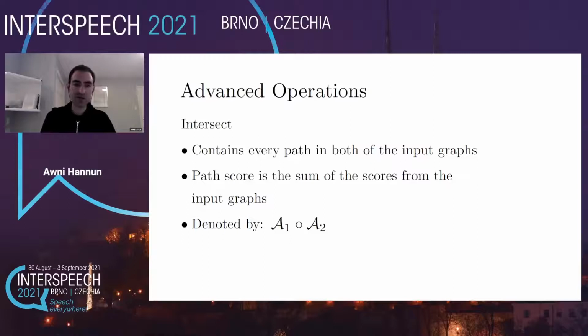So intersect, if you have 2 input graphs, the intersected graph, as the name suggests, would contain only those paths which are contained in both of the inputs. So if the sequence is accepted by the first and by the second, then it will be accepted by the intersection. The score in the intersection is the sum of the scores from each of the input graphs. And we denote the intersection by this open circle. So the intersected graph is A1 circle A2, where A1 and A2 are the inputs.